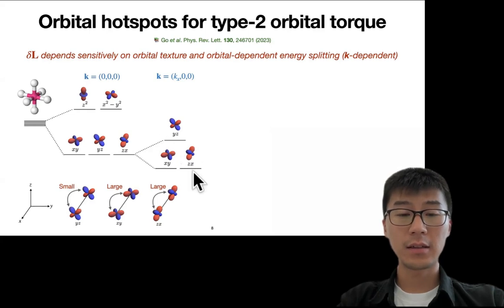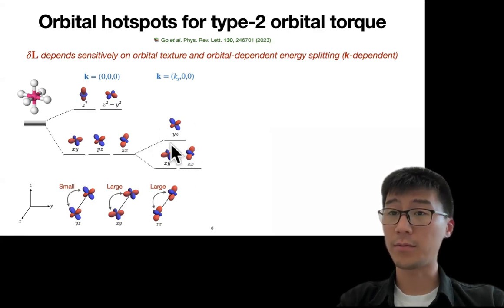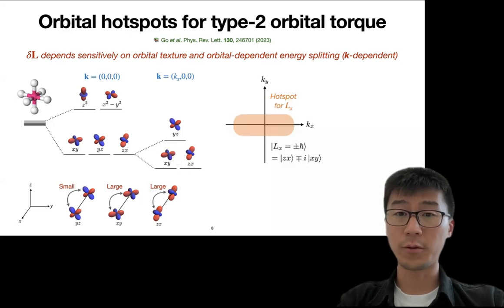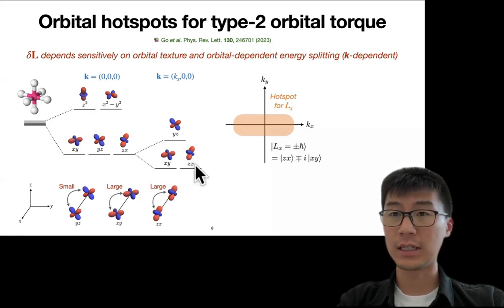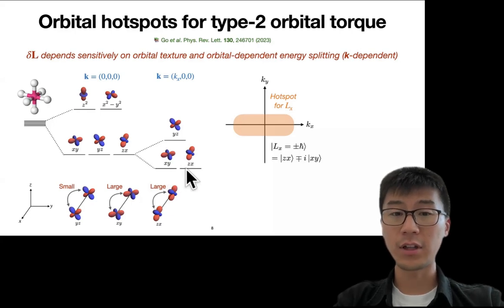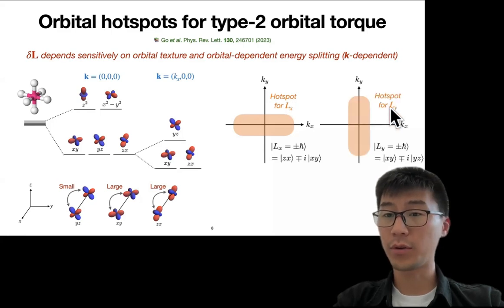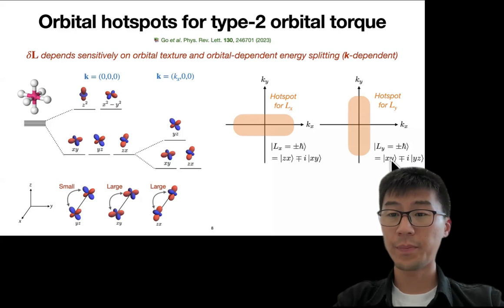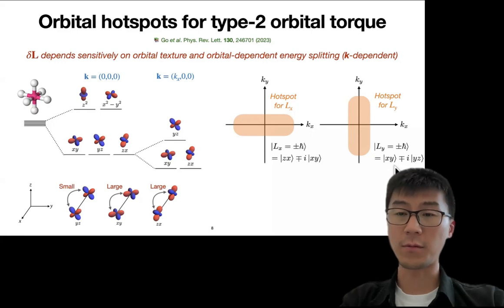And this structure depends on the direction of momentum and the direction of the hopping. So therefore, for electrons along the x direction, kx direction, the hybridization between the xy and zx orbitals can become really efficient because the two levels are almost degenerate. And we call this a hotspot for Lx. On the other hand, for the Ly component, the xy and yz orbitals can hybridize efficiently. So hotspots for different components of angular momentum depend a lot on different zones of momentum. And this is the notion that we call orbital hotspots.